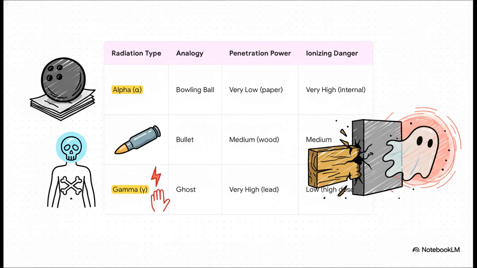Then there's the beta particle, our bullet. Medium penetration, medium risk, can definitely cause skin damage. And finally, the gamma ray, our ghost. Insanely high penetration, but it's a weak ionizer, so it's mainly dangerous in really, really high doses.